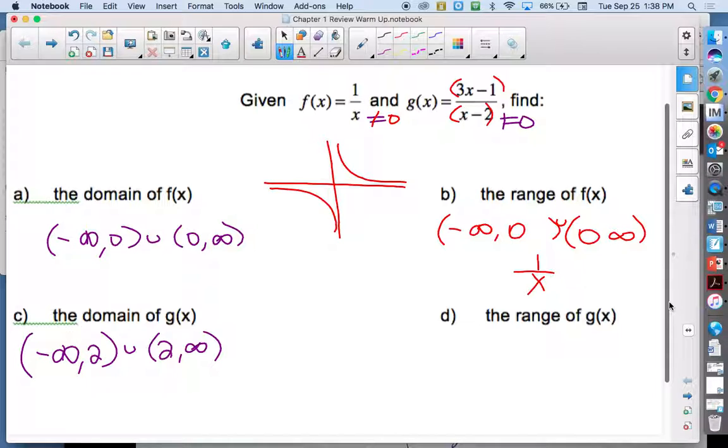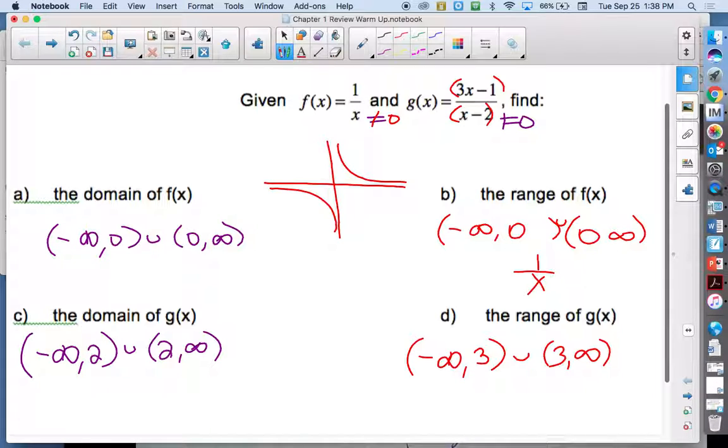The second one for letter D, we have the range of g of x. So Michael, what do you have for the range of g of x? I have negative infinity to 3 with parentheses, and then union, 3 to infinity. Good, 3 to infinity. Again, kind of looking at that graph, it should have two curves similar to the 1 over x, but those two curves have kind of moved up the y-axis a little bit, and that place where they're kind of leveling off.